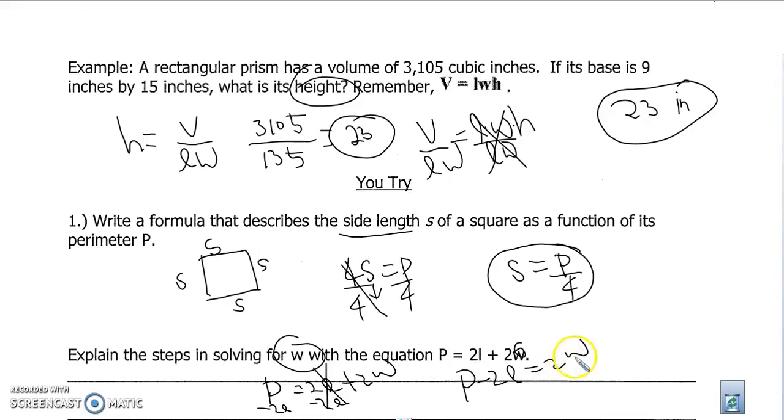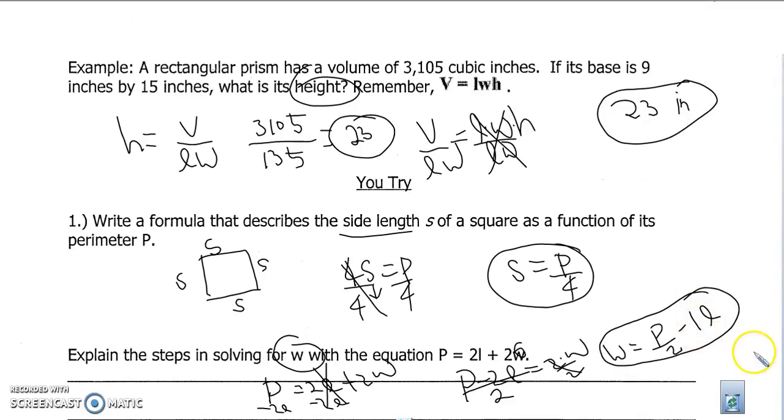And then I want to isolate W. You see this 2 times W, so you divide each side by 2. So W will be P divided by 2, minus 2 divided by 2 times L. 2 divided by 2 is 1, so that's negative 1L. You don't have to write the 1, you can just write negative L. It's the same thing.